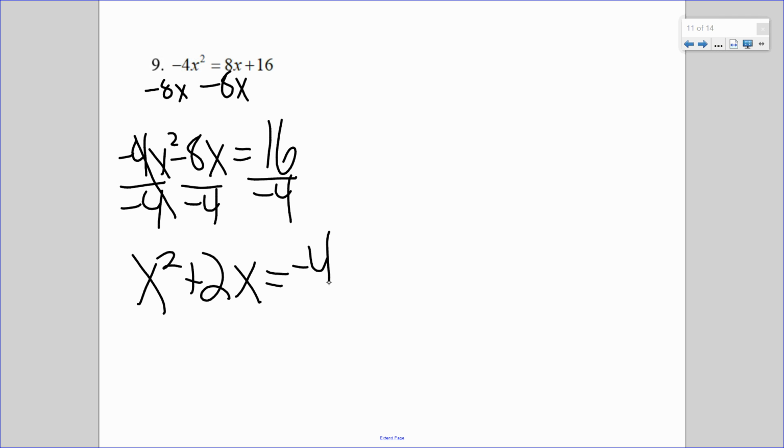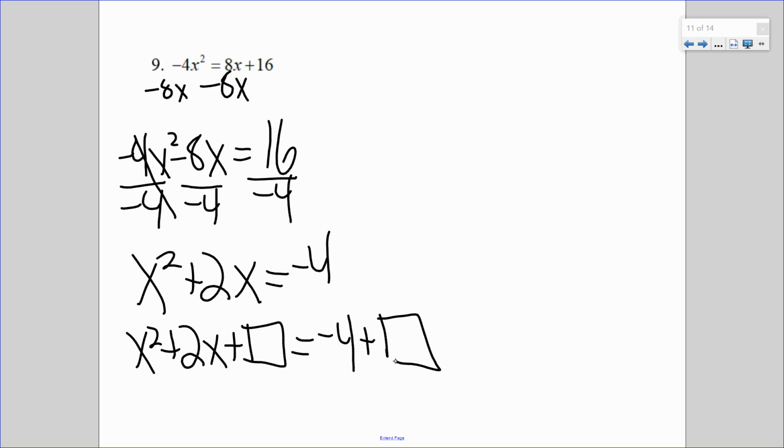Now I'm in the proper form, so I complete the square by adding the square to both sides. I want you to try and finish this problem from here, so I'm going to ask that you pause it, complete the problem from here, and now that you tried the problem on your own, let's see if you got it.